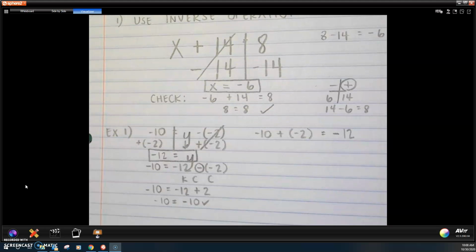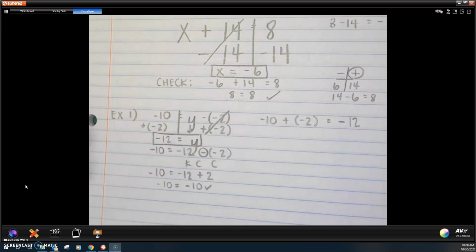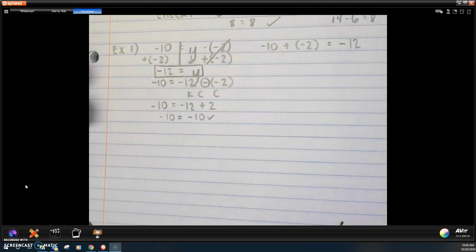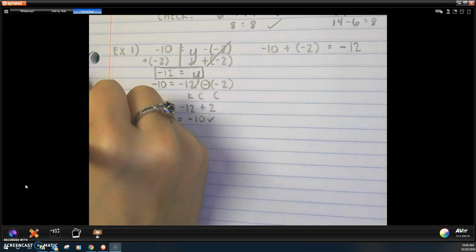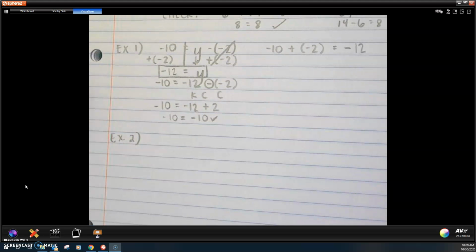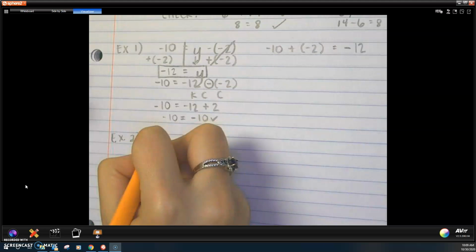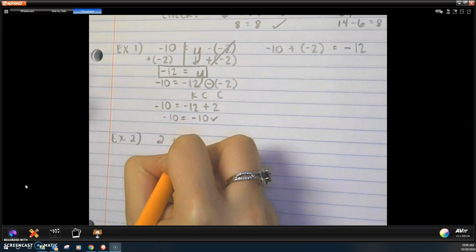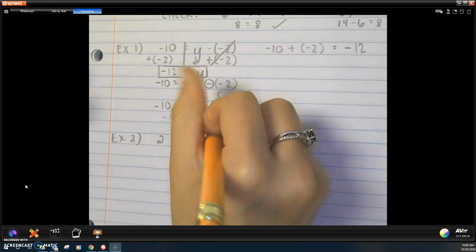Now, this may seem a bit confusing at first, but remember, the more you do this, the better you get. Let me give you a really easy example without adding and subtracting integers. So example 2, we have 2 plus x equals 12.